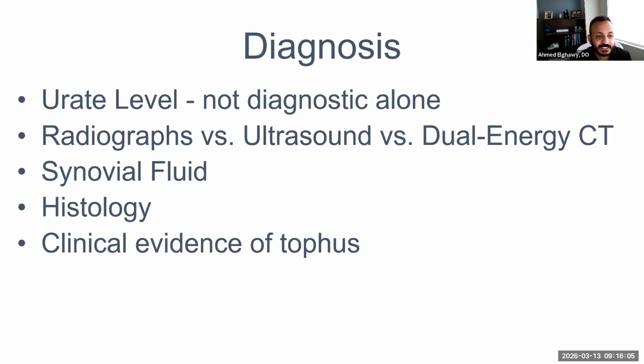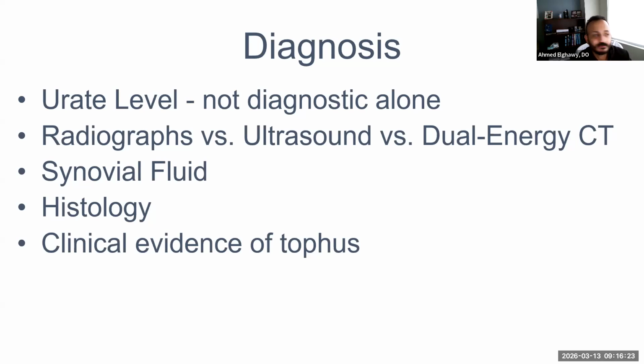But there's nothing as diagnostic as getting synovial fluid. If you actually got synovial fluid, you could take a look at the uric acid crystals yourself. That is the gold standard for diagnosis. Histology as well, in those who undergo surgery, if you see uric acid crystals on histology, that is also diagnostic. And then if you have clinical evidence of tophi, that is also diagnostic.